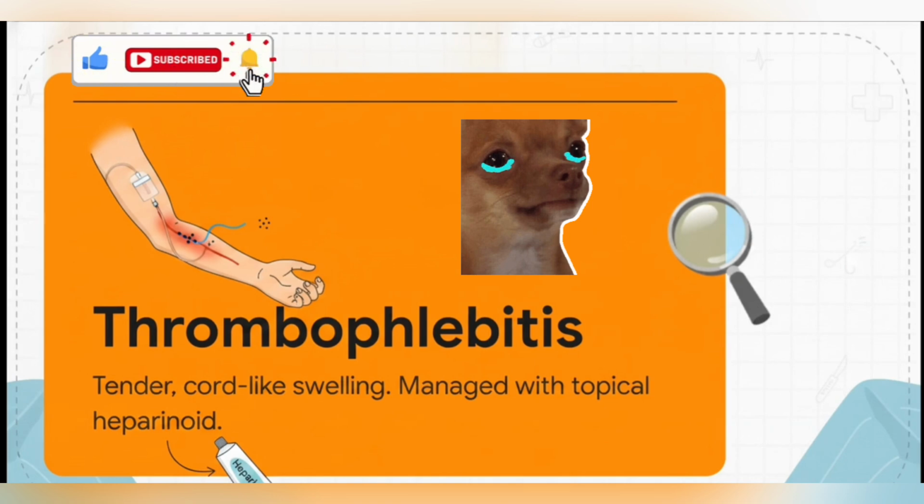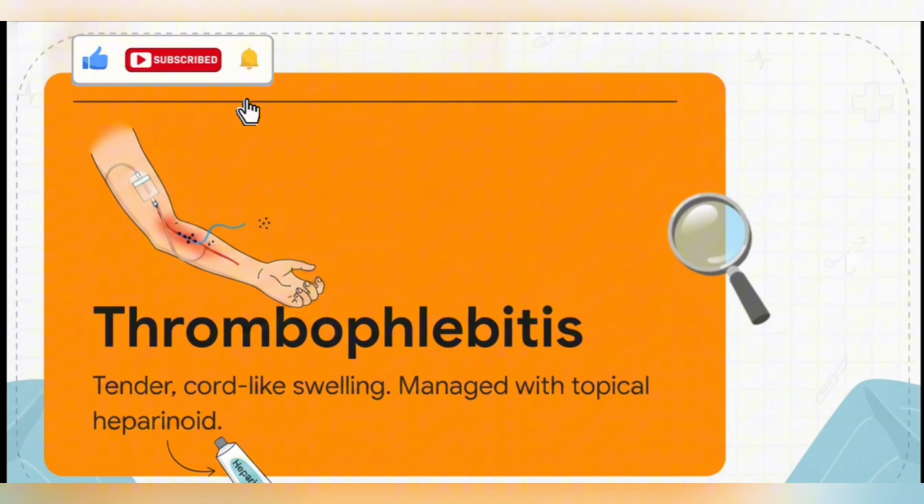पर क्या होगा अगर IV line ठीक से काम ना करे? Like, what is the absolute most common complication of IV lines? Well, it's superficial thrombophlebitis. And the clinical presentation is a classic buzzword. You will see a tender cord-like swelling at the site. अगर ये phrase question में दिखे, immediately mark it. And the management? Super simple. Just apply a topical heparanoid.